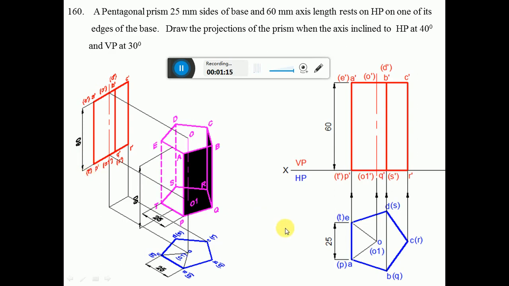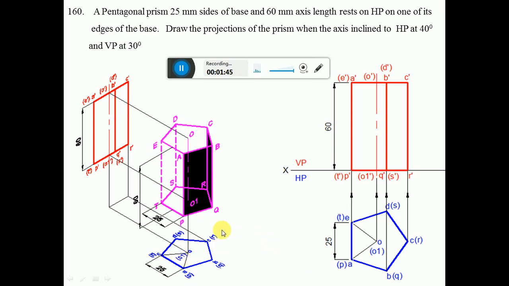Here, when you look from the top view, ABCDE is near to the observer, so it is visible. PQRST is away from the observer, so it becomes invisible. Now, since the axis is at the center, when you look from the top view, O is near to the observer, so it is visible, and O1 is away from the observer, so it becomes invisible.